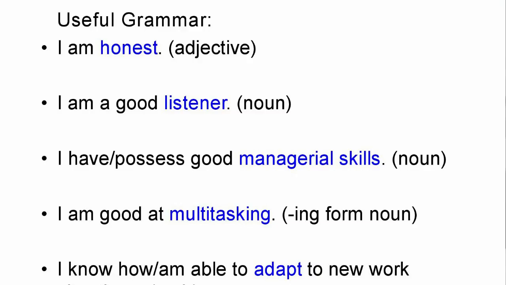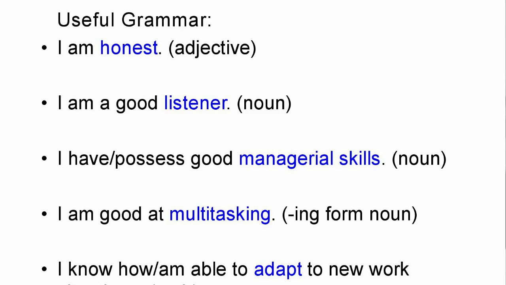Okay, I now want to go back to the grammar issues that we touched on when we talked about strengths. Let's remind ourselves of the useful grammar. Number one, I am honest, using adjectives. Number two, I'm a good listener, using nouns with adjectives. Number three, I have good managerial skills. I possess good managerial skills. Again, using adjectives with nouns.